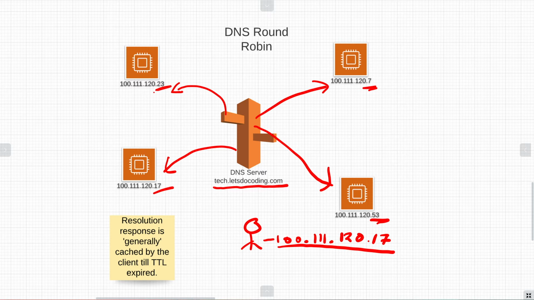So let's say I have my cache timing of 30 minutes. Within that time, if the user or the client needs to go to that host name again, it will just reuse that IP address. It will not query the DNS server.